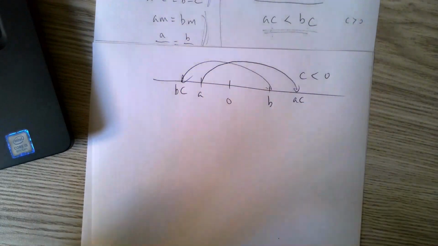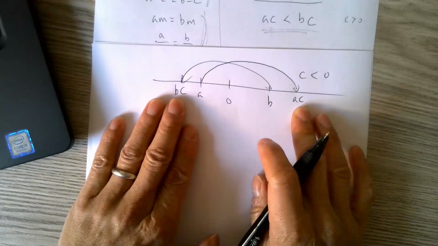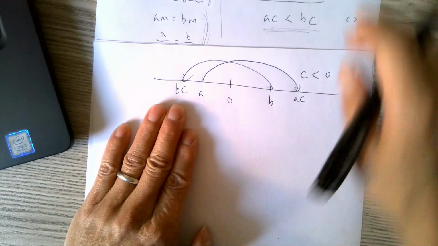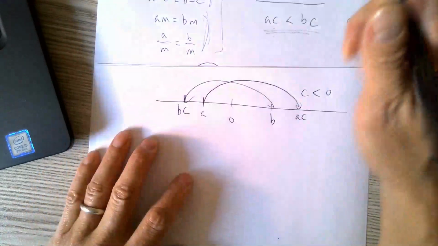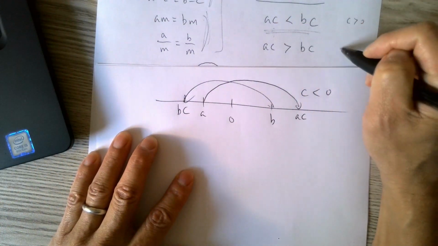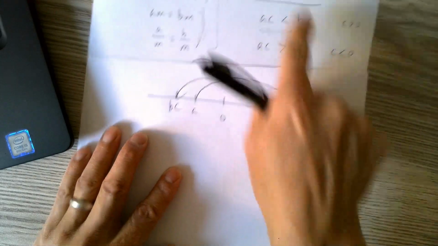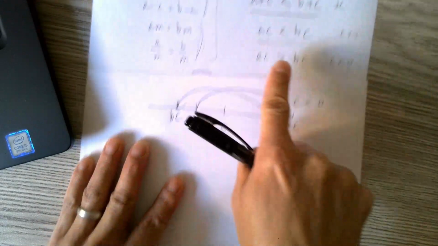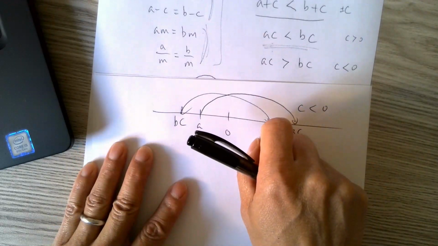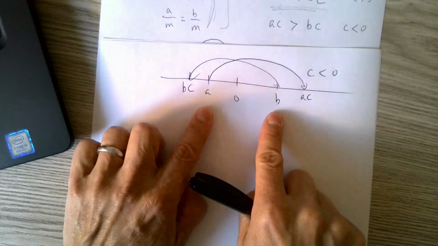Okay, we have created a different situation now. AC is no longer less than BC. It is BC now that is less than AC. So when C is negative and I multiply it on both sides of this original, the inequality turns around. It turns around. Now AC is greater than BC. Now, does this always happen?